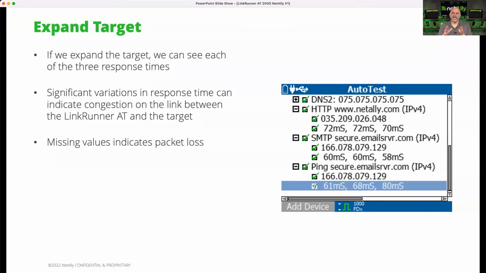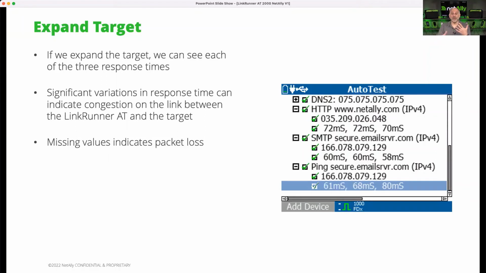Now, for each of those targets that I test, it is going to run 3 tests. So here, we've gone out, we've tested port 80 to netally.com. And we see that our response time, 72, 72, 70. That's pretty consistent. Here, SMTP, so that's port 25 to our email server, 60, 60, 58, quite consistent. In fact, all these, 80, a little bit up there. But this gives us an idea of what the round trip time is to that service.